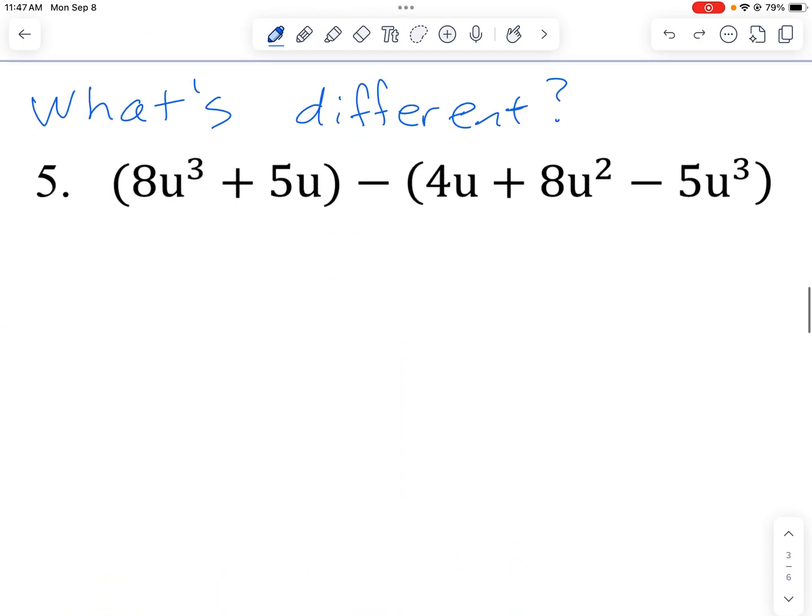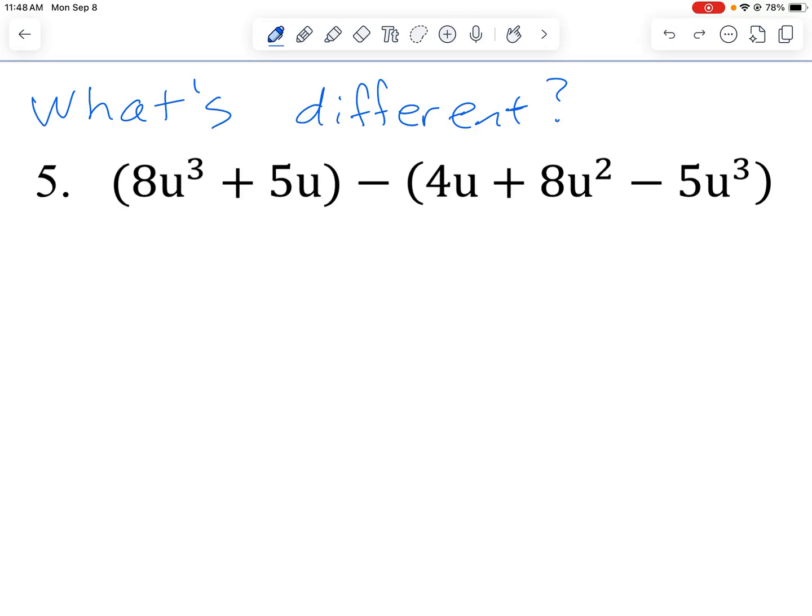Let's jump to another one. Ooh, let's look at 5. I want you to look at this and just see if you can figure out what's different. Hopefully you notice it's this thing right here. Yeah, that thing right there is different. And you know how I mentioned like distribution earlier and it kind of didn't do anything? Well, it does something this time.